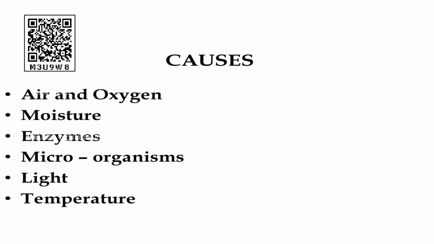So, air and oxygen react with the food and make the food spoil. Okay, moisture, enzymes, microorganisms, light and temperature. So, these are the causes for the spoilage of food: air and oxygen, moisture, enzymes, microorganisms, light and temperature. Let us see one by one.